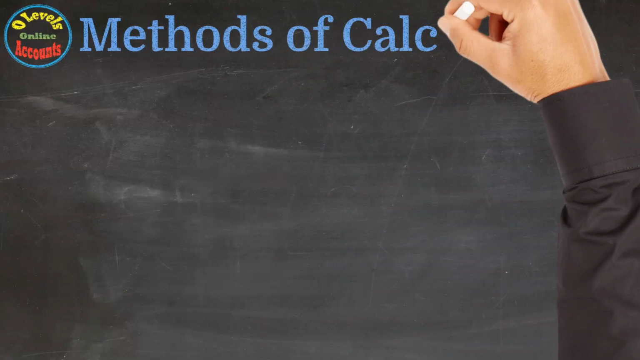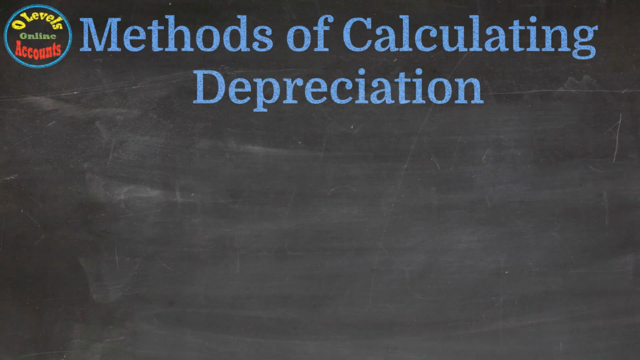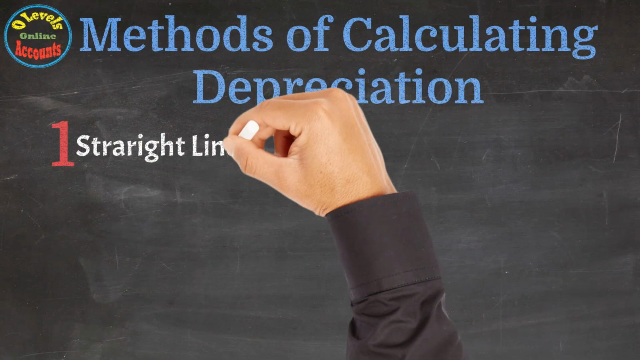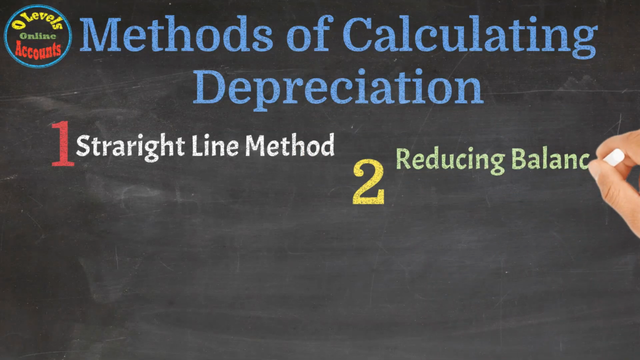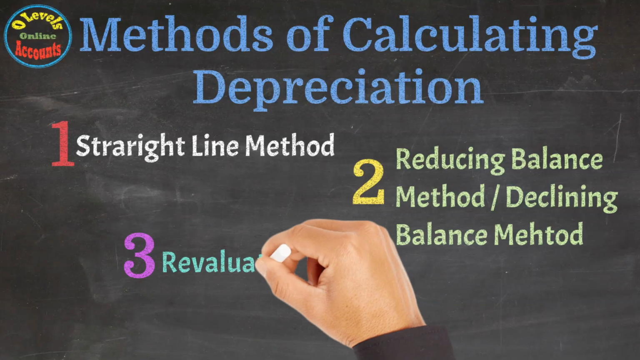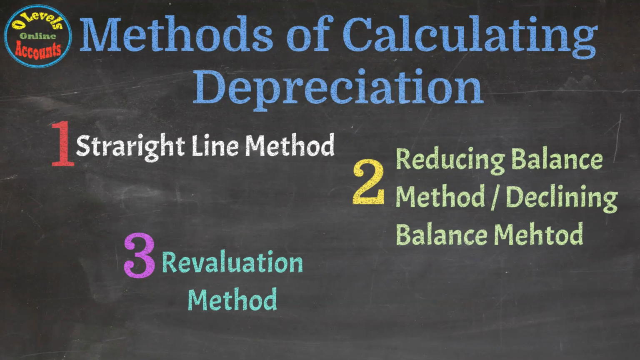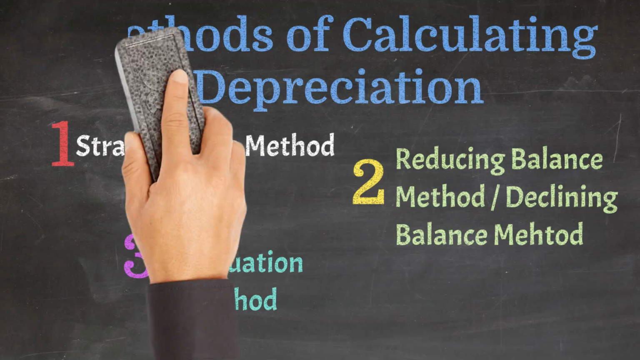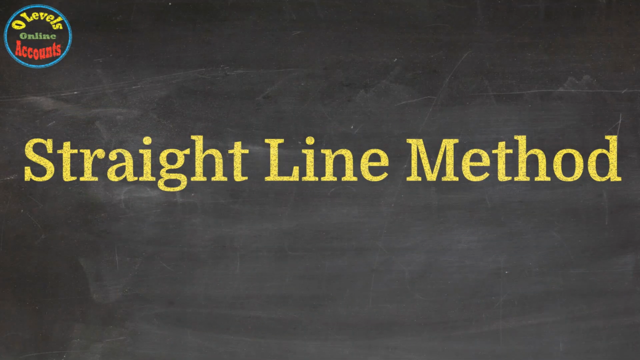There are three most popular methods to calculate depreciation. Number 1, straight line method, number 2 is reducing balance method or declining balance method, and finally revaluation method. For examination point of view, all three are important. Let's have a straight line method first.